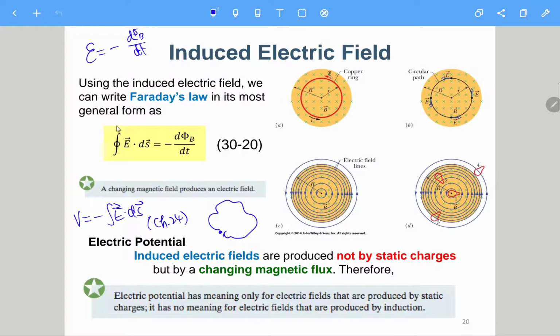So in this case, on the left side, it is a closed line integral, or loop line integral, of the E field. So maybe we stop here.